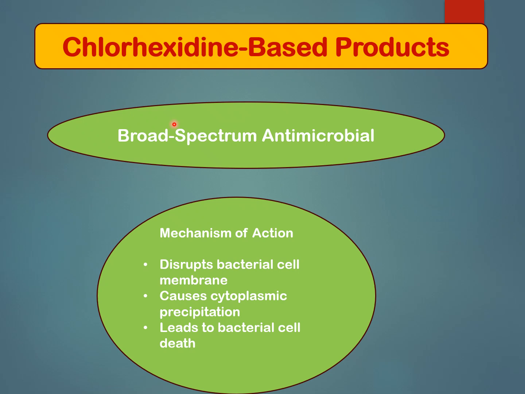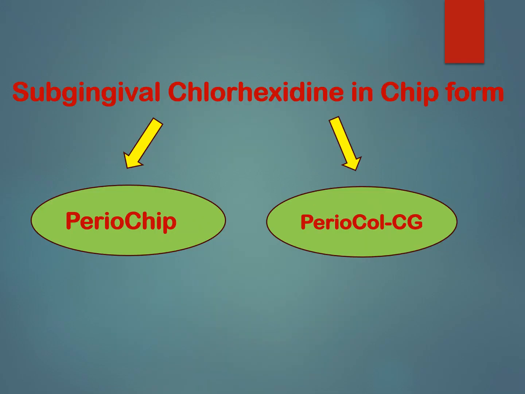So coming to chlorhexidine based products, these are broad spectrum antimicrobial in nature and the mechanism of action includes that it disrupts the bacterial cell membrane which causes the cytoplasmic precipitation and further this leads to bacterial cell death. Subgingival chlorhexidine is available in chip form and gel form. So the chip forms include the Periochip and the Periocol CG.